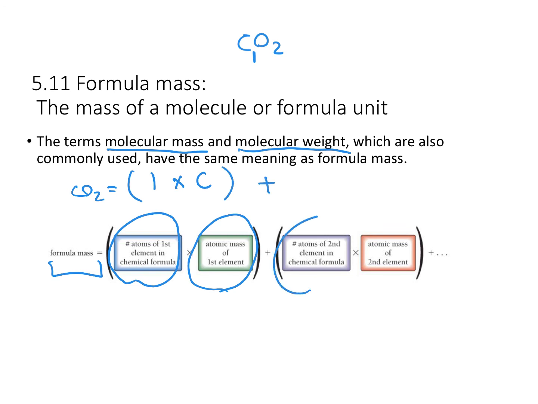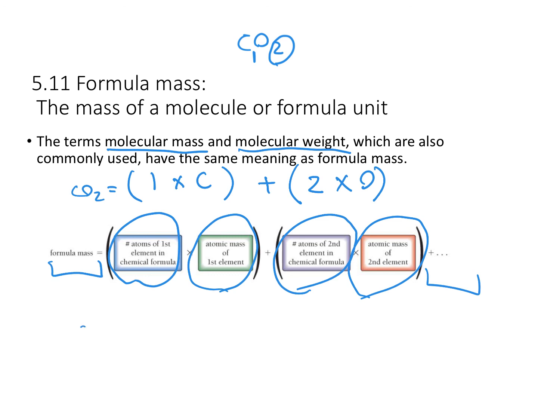Plus the number of atoms of the second element in the chemical formula. So for instance, here I have 2 oxygen, 2 multiplied by the atomic mass of the second element. And if I have 3 elements, I do the same for the third one or fourth and so on and so forth. But for the case of CO2, I go back to the periodic table and I see that for carbon, this number is 12.01.